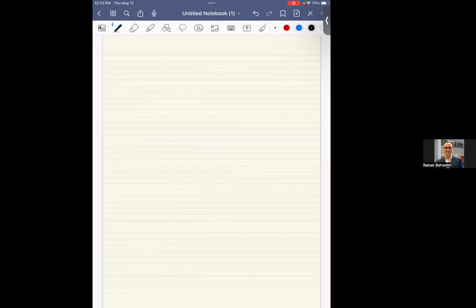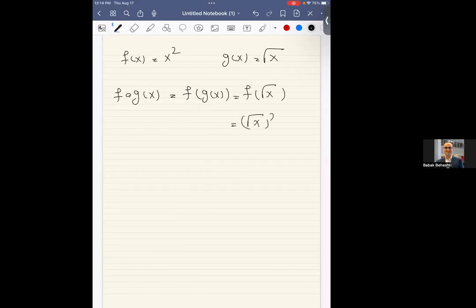So my point here is, if f of x equals x squared and g of x equals square root of x, what is f of g of x, or FOG of x? FOG of x is f of g of x. So it's f of square root of x. So it's the square root of x, squared, which is x. So FOG here is x.